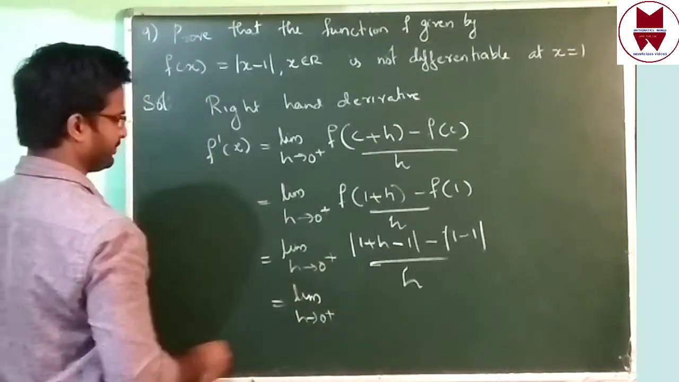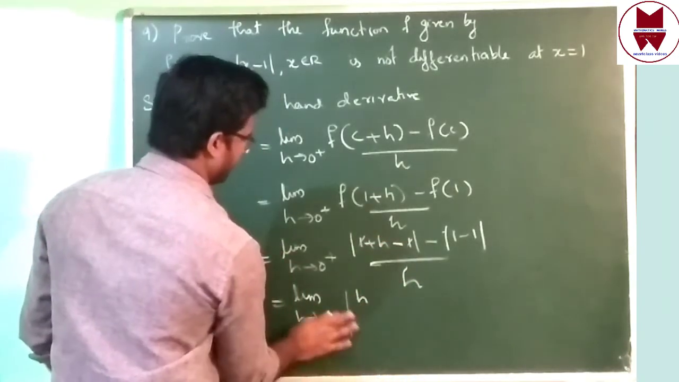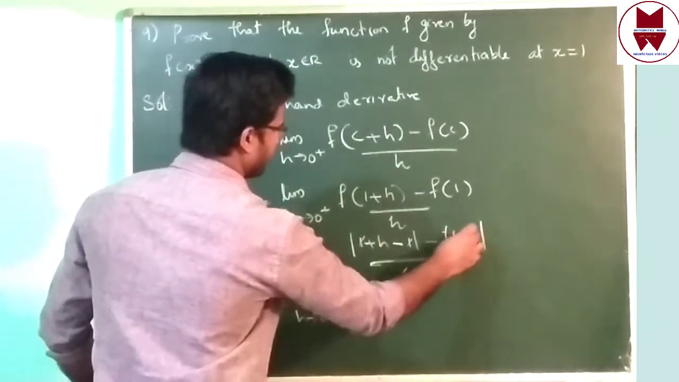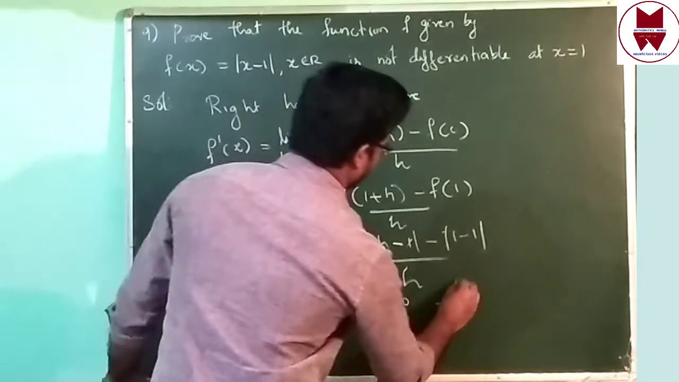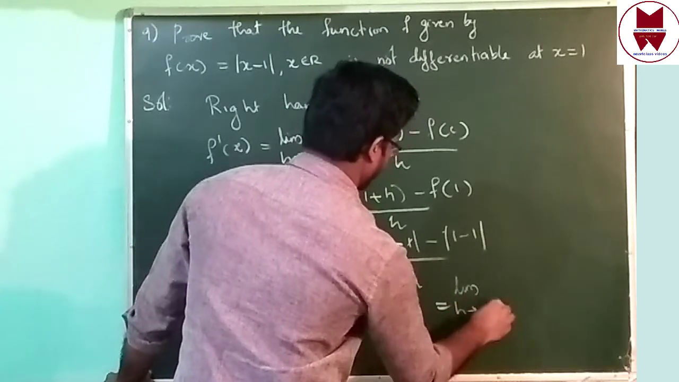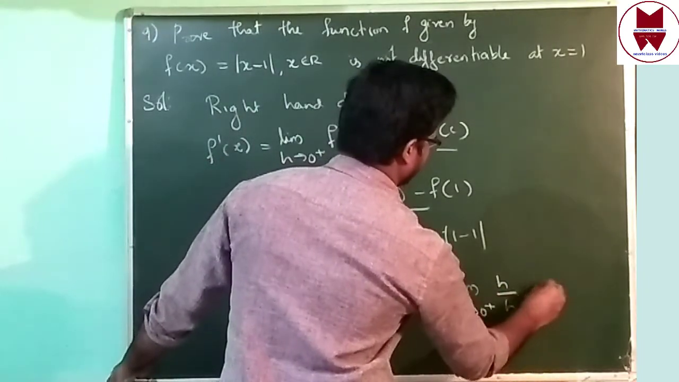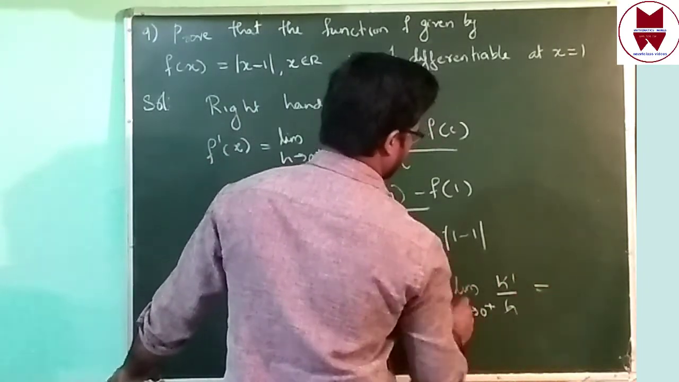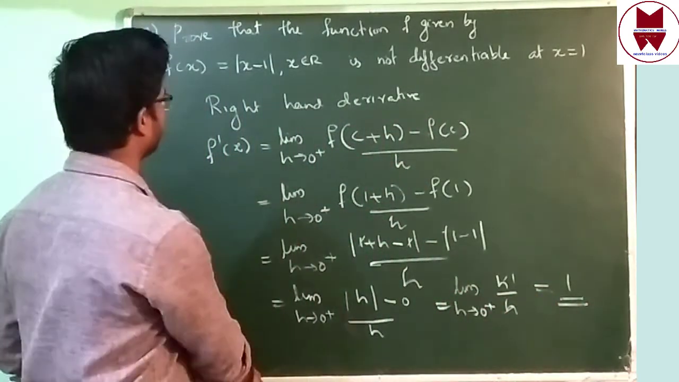Limit 0 plus. Just cancel, then remaining modulus of h minus 0 divided by h equal to limit 0 plus, modulus of h means h divided by h. The h cancels, you will get 1. Then the limit of any constant number will be the same, 1.